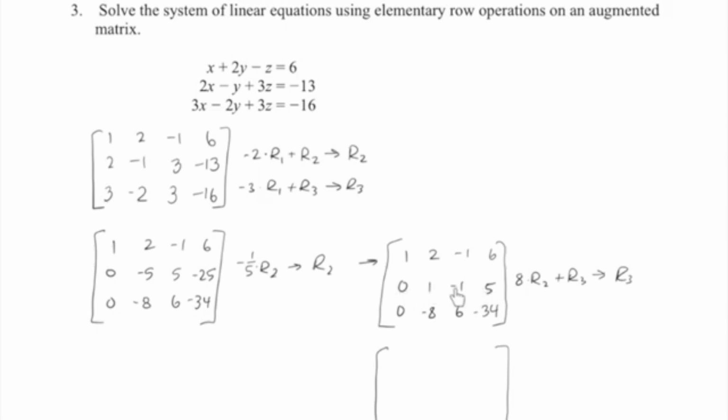So the entire row needs to be multiplied by 8. Starting here, 0 times 8 is 0. 0 plus 0 is 0. 1 times 8 is 8, plus -8 is 0. -1 times 8 is -8, plus 6 is -2. And 5 times 8 is 40. 40 plus -34 is 6.